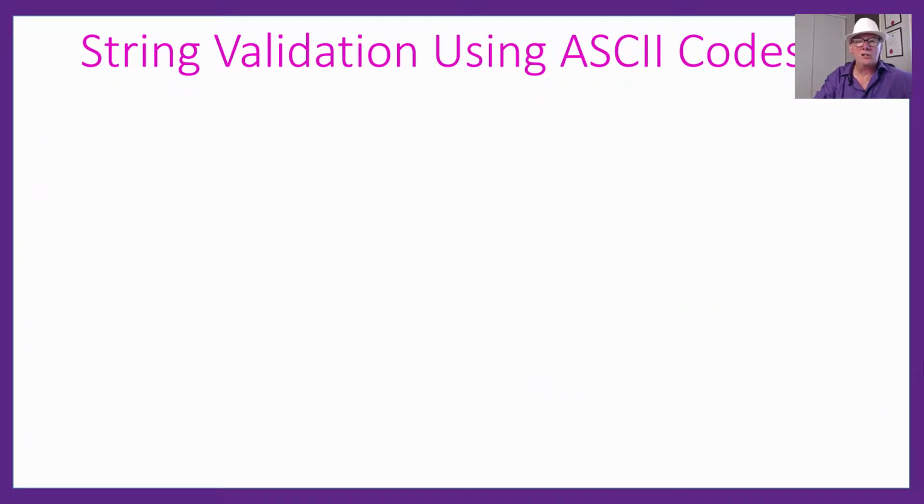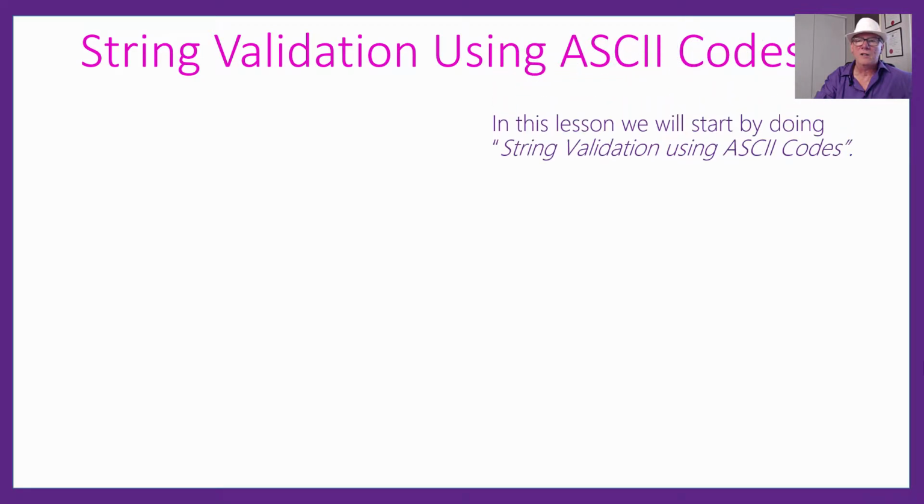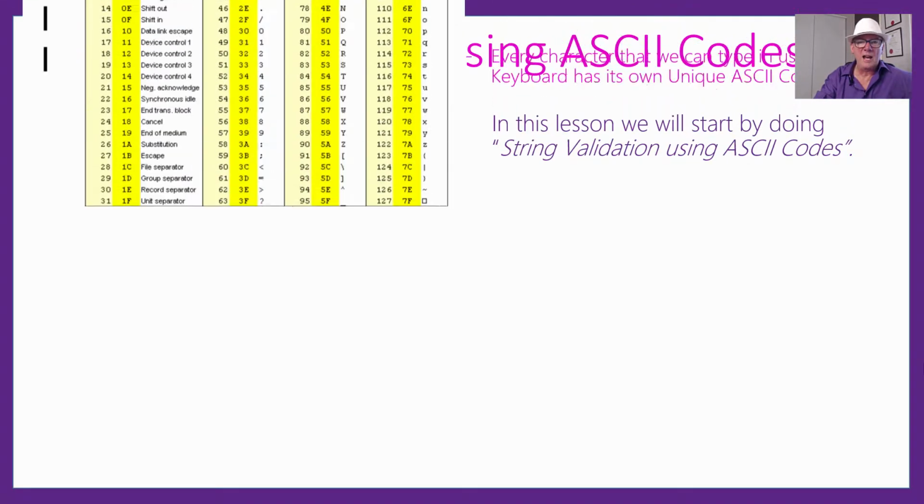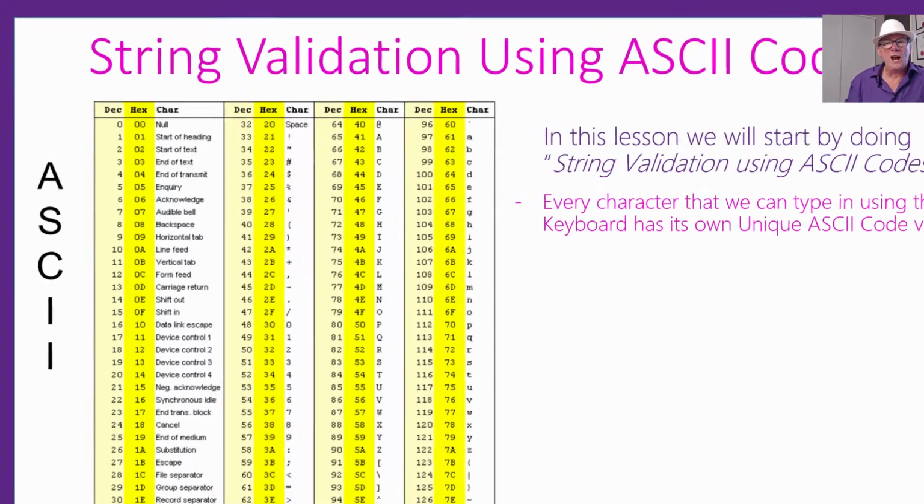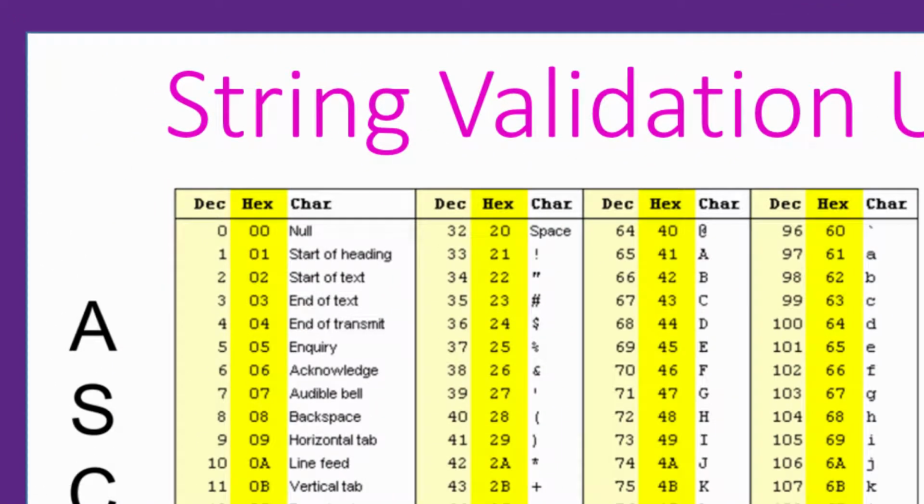All right, so string validation using ASCII codes. What are ASCII codes? We're going to start by using these ASCII codes. Every keyboard character that we can type on our keyboard actually has an ASCII code value. So when you type, for example, a capital A, an uppercase A, we're going to use the decimal values, and the decimal value of that is 65. So if we want to check if someone's typed the letter A, we can check that character in our program. Is the ASCII value of that character 65? Is that what it equals?